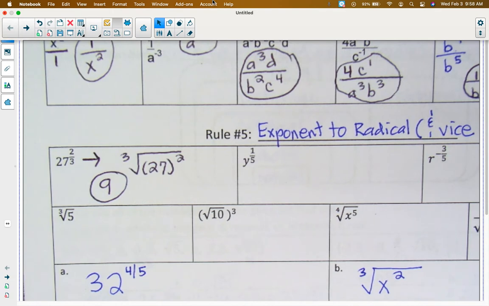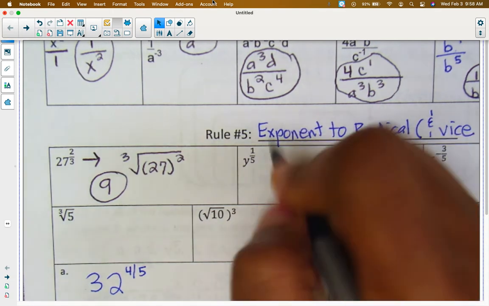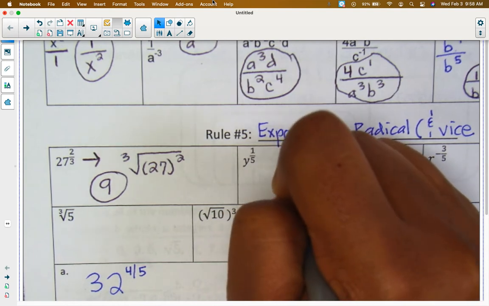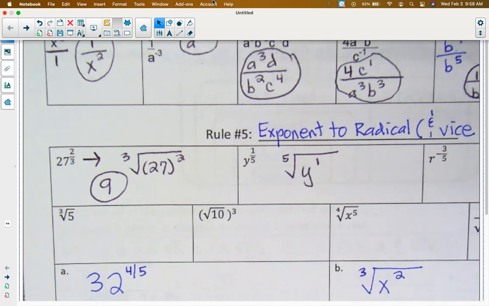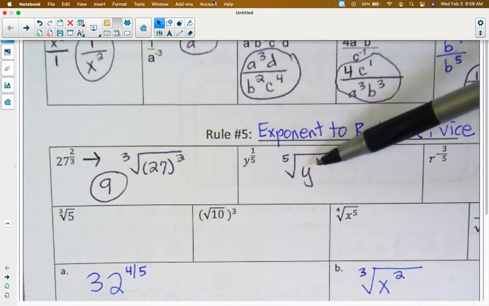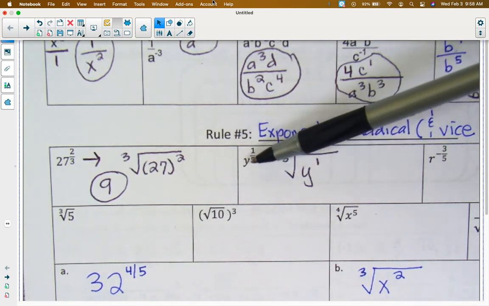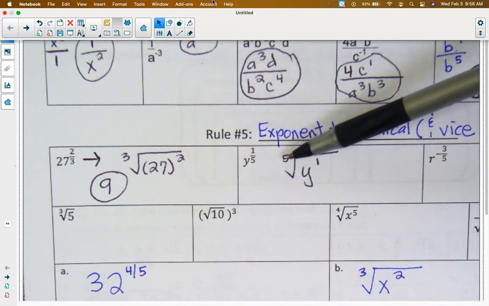Next one, we have y to the 1/5 power. We want to convert that and make it look like the other form, like a square root, a radical. So if I rewrite it, it looks like this. Same thing I did with the first one. Your numerator becomes the number on the inside, and the denominator becomes your index that's on the outside.